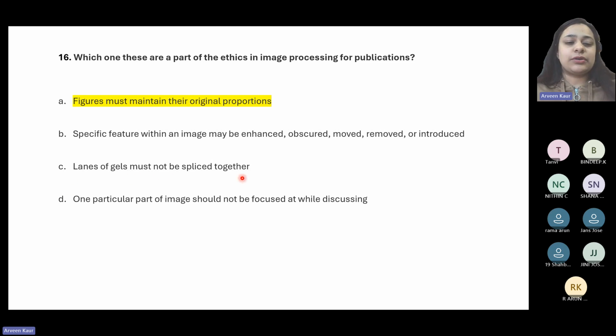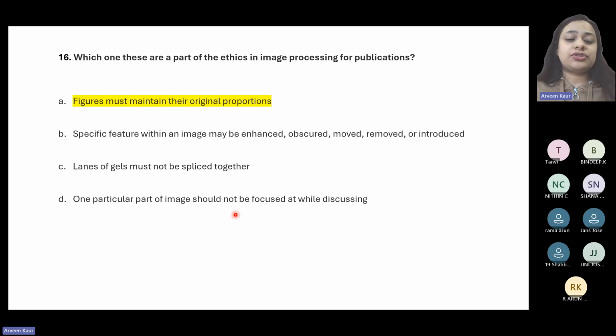Lanes of a gel must not be spliced together. Now, that example was also given to you in the lectures: it can be possible that you are splicing together two lanes of a gel, but you should always separate them with a line so that it is apparent to the reader that this is what you have done. So if you give that disclaimer that this is a separate one, this is a separate one, that is why I am drawing a line in the middle, you can do it, right?